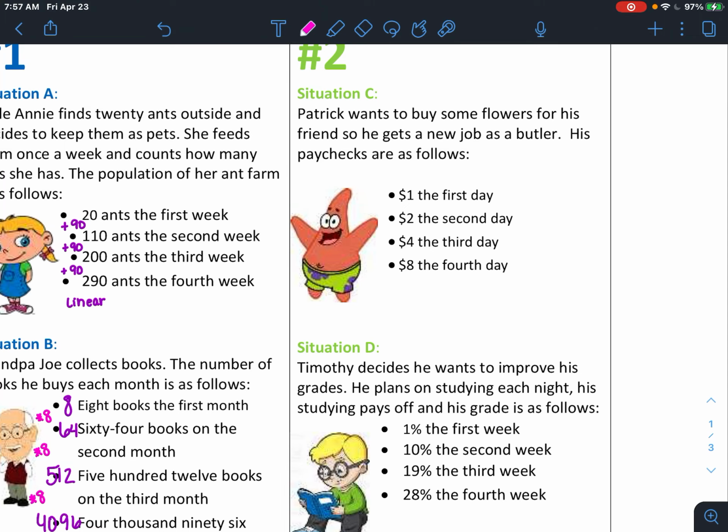Situation D, Timothy decides he wants to improve his grades. He plans on studying each night. His studying pays off and his grade is as follows. He has a 1% on the first week, a 10% by the second week, 19% by the third week, and 28% by the fourth week. Those numbers look like they are increasing much quicker. So let's verify and see if our predictions were correct.